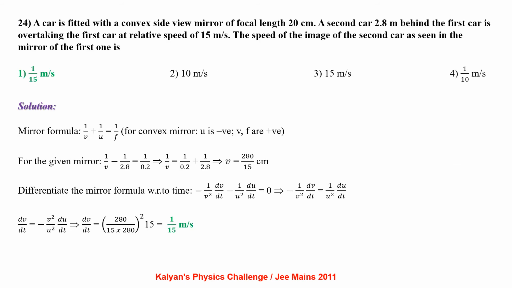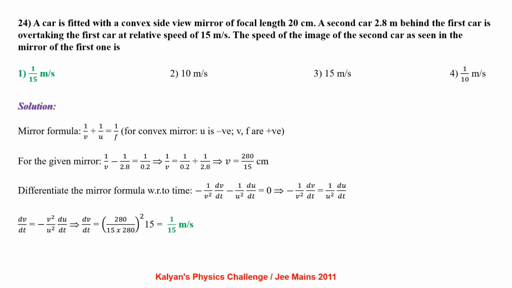A car is fitted with a convex side view mirror of focal length 20 cm. A second car 2.8 meter behind the first car is overtaking the first car at a relative speed of 15 meter per second. The speed of the image of the second car as seen in the mirror of the first one will be. Let us apply mirror formula 1 by V plus 1 by U equal to 1 by F. Since it is a convex mirror, U is negative, V and F are positive as we apply sign convention. So from the formula we get 1 by V minus 1 by 2.8 equal to 1 by 0.2. From there we get V equal to 2.8 by 15 meter.